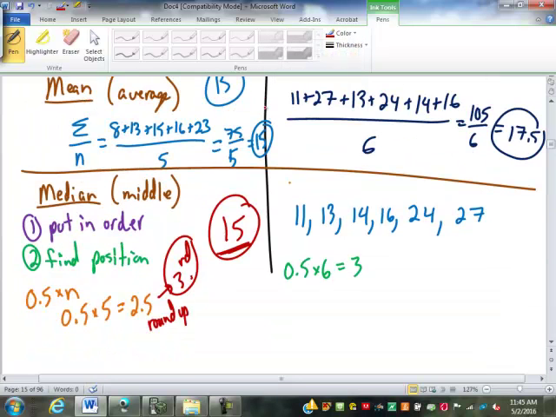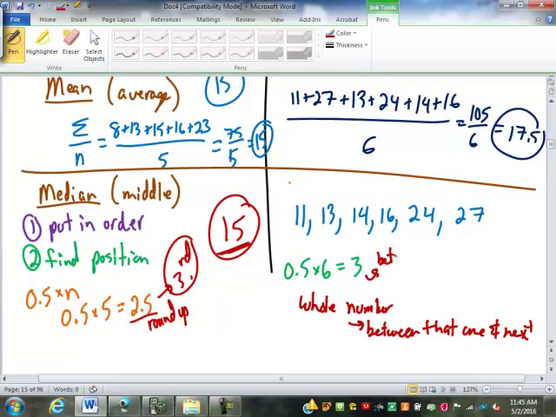Over here, we had a decimal. We had 2.5, so we just rounded up to the next spot. When we have a whole number, it is between that one and the next. So that means that this is going to be between the third and fourth number in my list. So here's the third and here's the fourth.